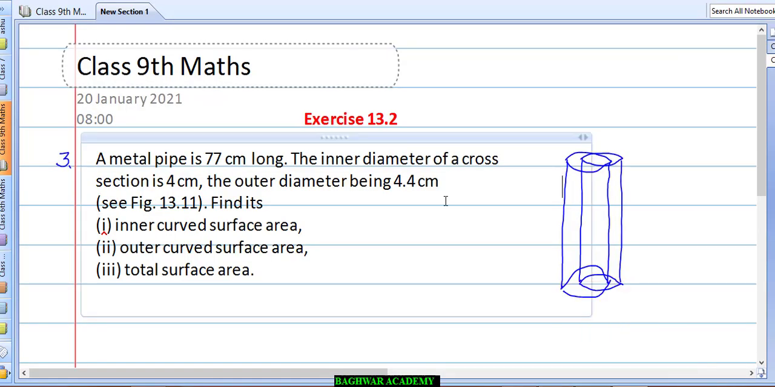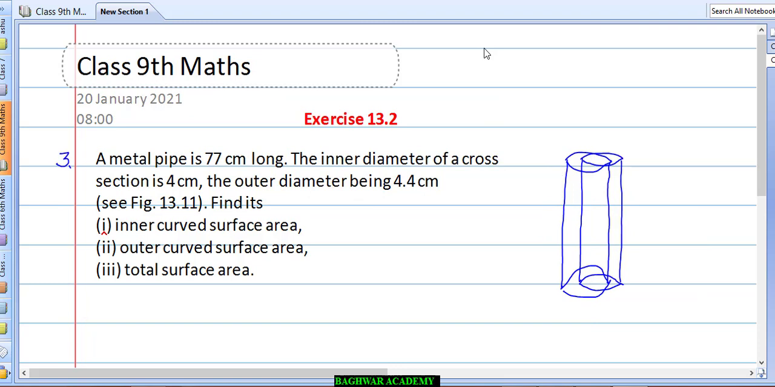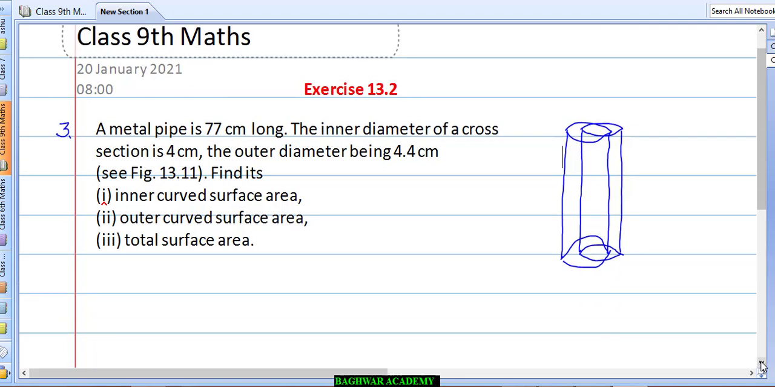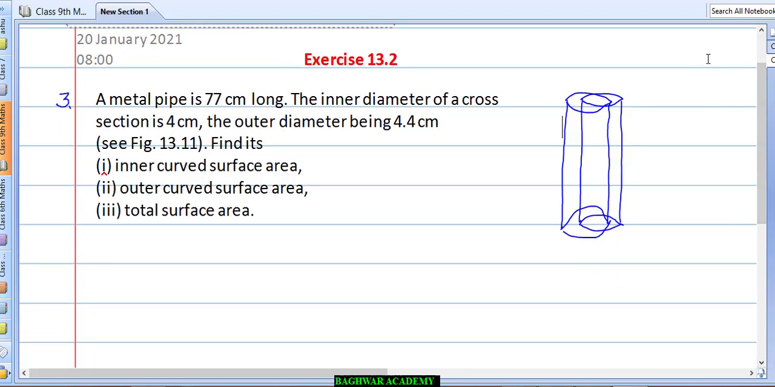So we have question number 3. Just you see, a metal pipe is 77 centimeter long. The inner diameter of a cross section is 4 centimeter. The outer diameter is 4.4 centimeter. We need to find out the inner curved surface area, outer curved surface area and total surface area. So just you see how we will proceed. First you try to understand your question and what has been given.